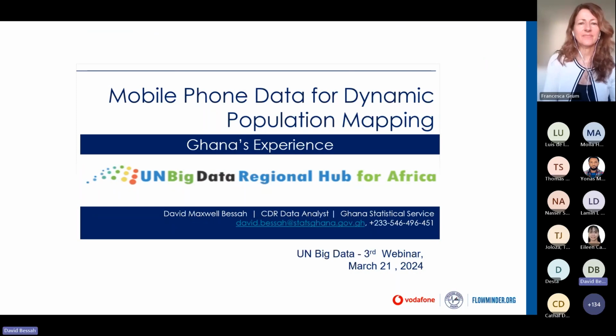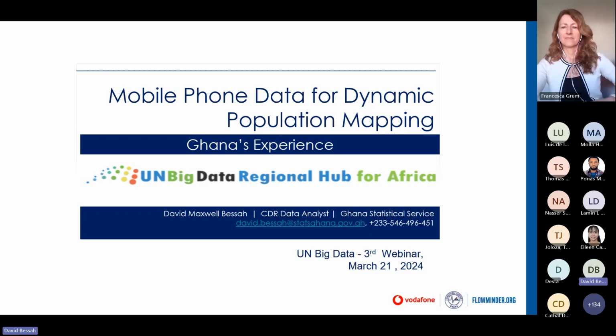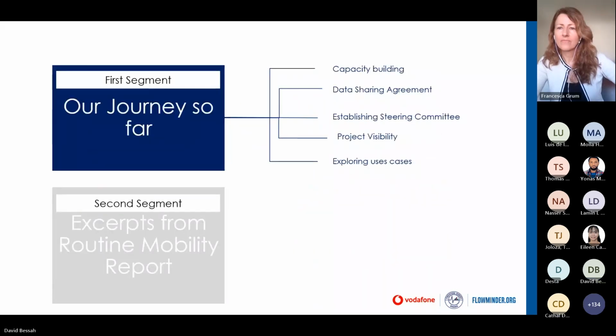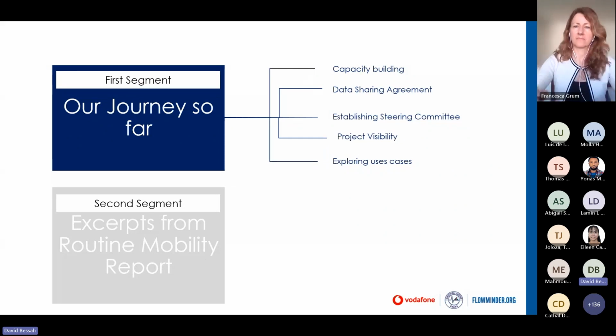Sorry about the hitches. So my name is David Max Obesan. I am a CDR data analyst with Ghana Statistical Service, and I'll be sharing Ghana's experience in leveraging mobile phone data for dynamic population mapping. So my presentation is in 2 segments. I will first walk you through Ghana's journey so far using CDR, and then also share some excerpts from the CDR output we have generated, the standard mobility report.